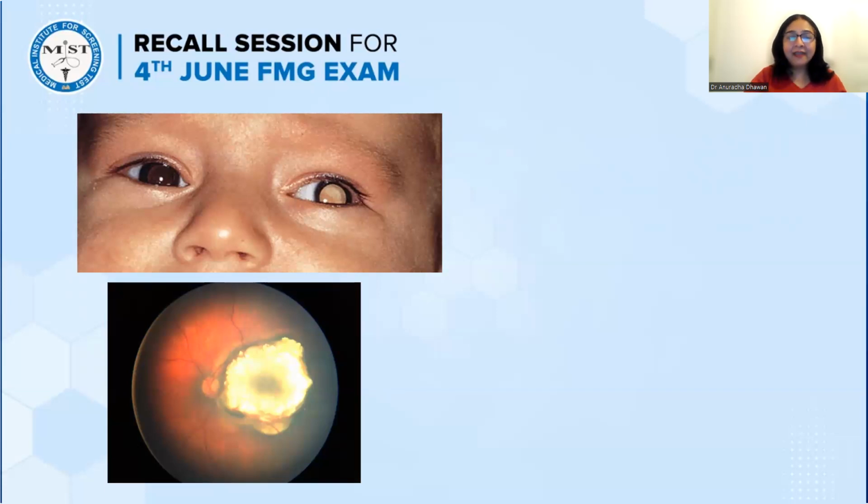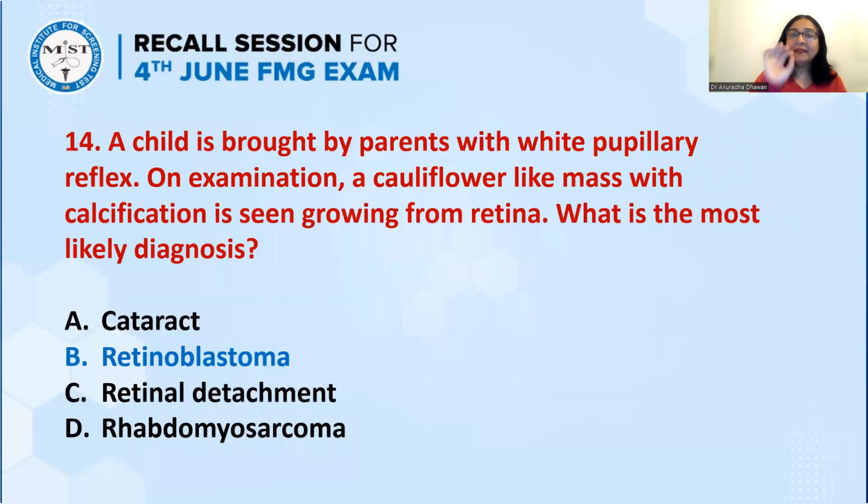Okay, so if you remember, we have seen multiple times this image of white reflex in a child, and when the tumor is growing towards the vitreous cavity, that type of growth pattern, the tumor appears like a cauliflower-like mass, as you can see in the image here. The calcification is highly suggestive of retinoblastoma. So I think the examiner had given very, very specific clues regarding the retinoblastoma.